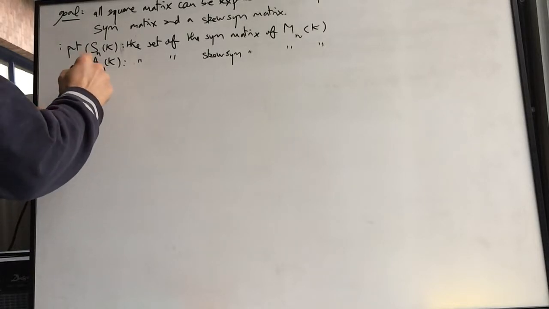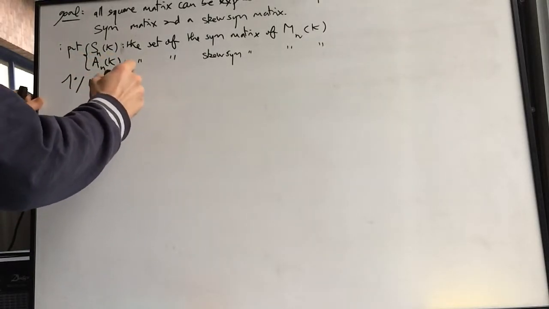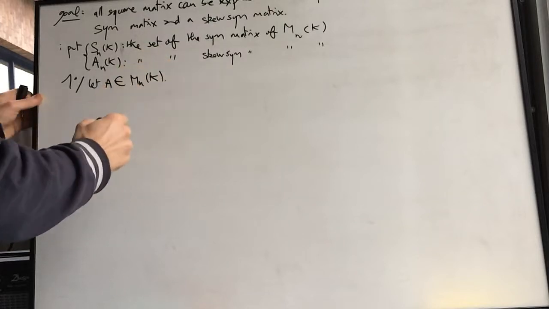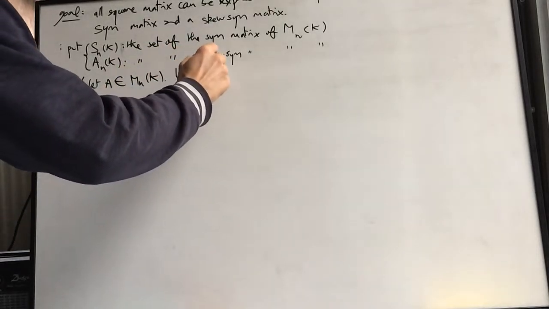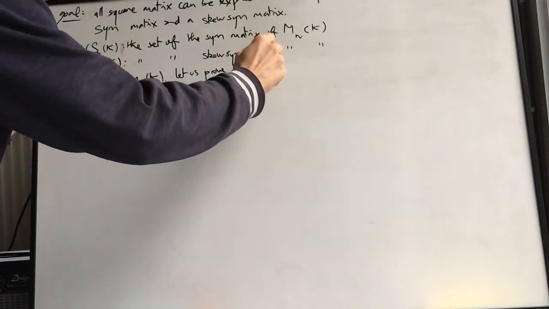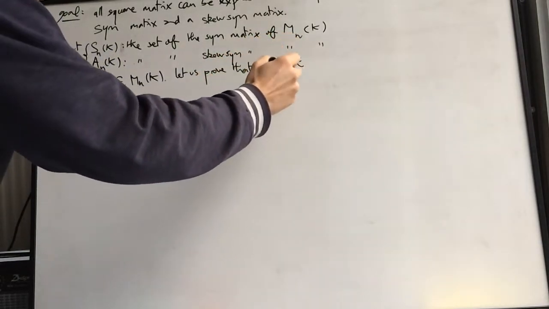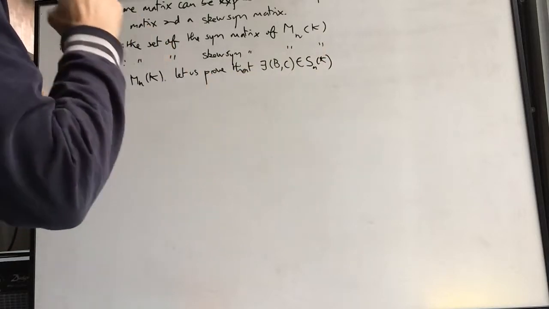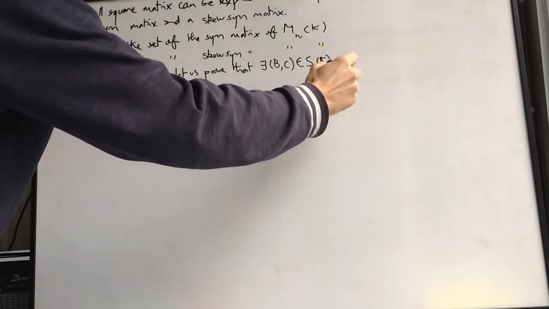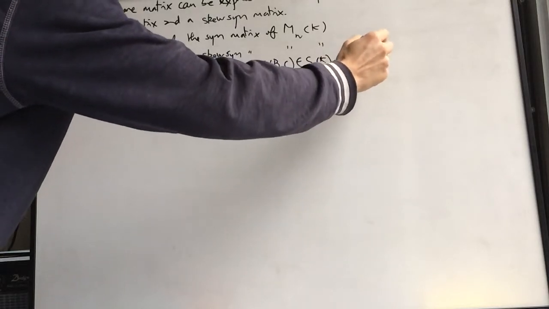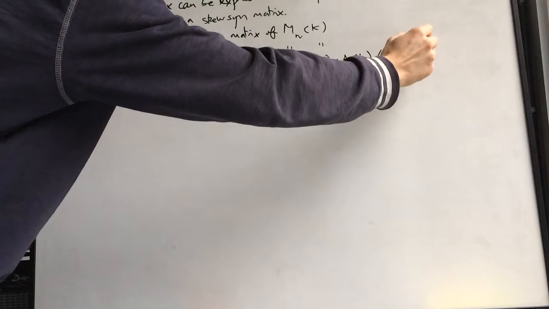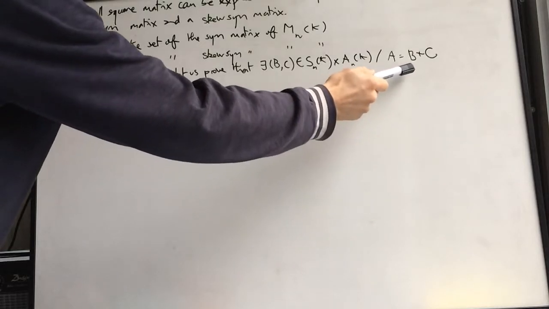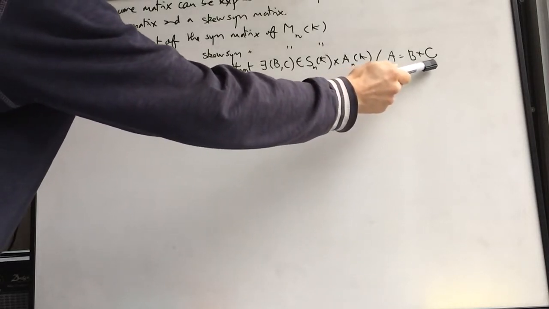First, let A be a square matrix which size is equal to n, and let's prove that there exist B and C that belong to the Cartesian product of S sub n of k and A sub n of k, such that A is equal to B plus C. That is to say, we are going to express A as the sum of a symmetric matrix and a skew symmetric matrix.